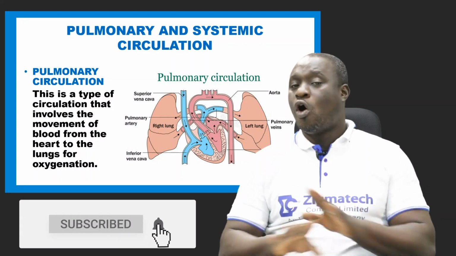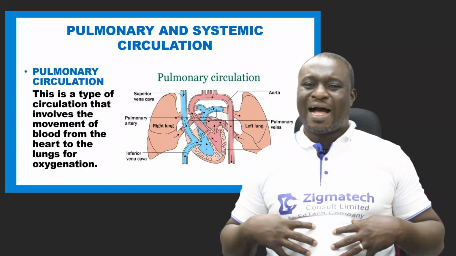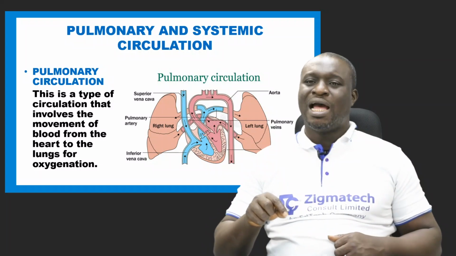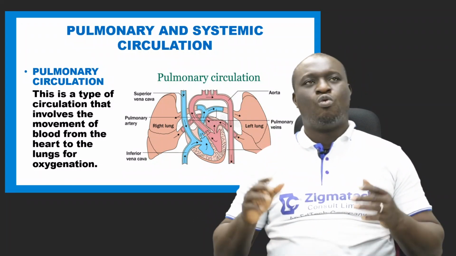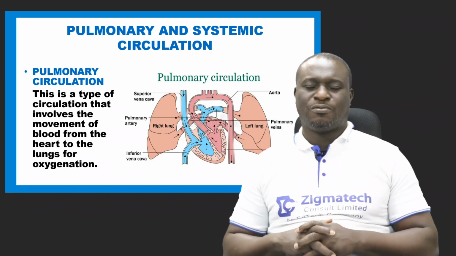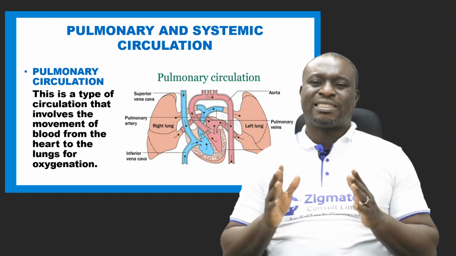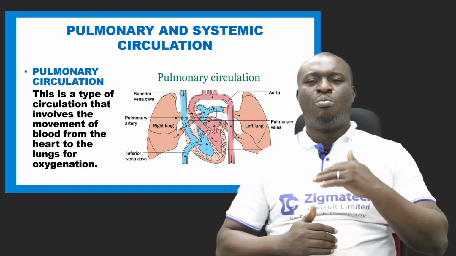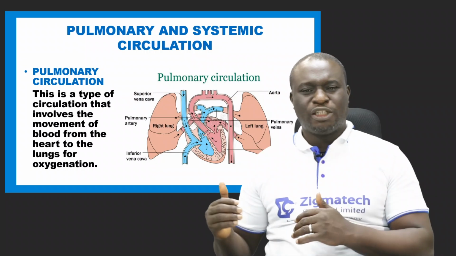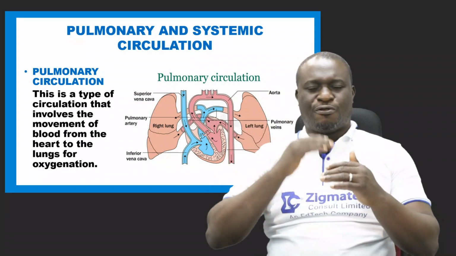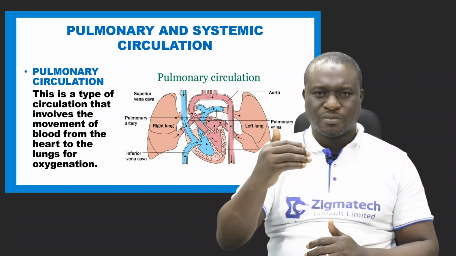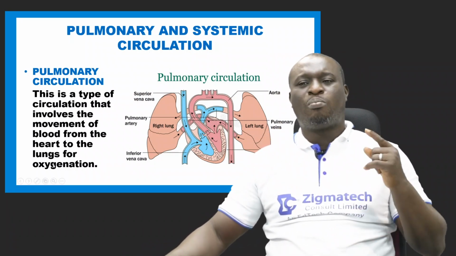Like I said before, all vertebrates that have double circulatory system also undergo pulmonary circulation as well as systemic circulation. Now, what is pulmonary circulation? Pulmonary circulation is a type of circulation that involves the movement of blood from the heart to the lungs for oxygenation. The reason why it is going to the lungs is for oxygenation.